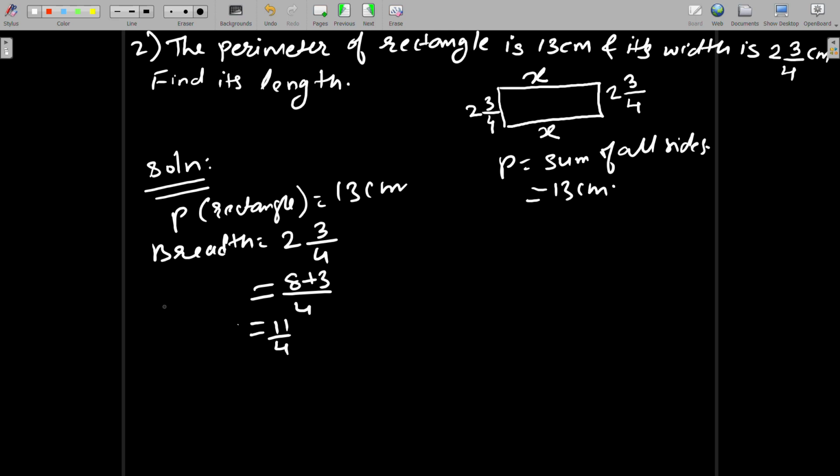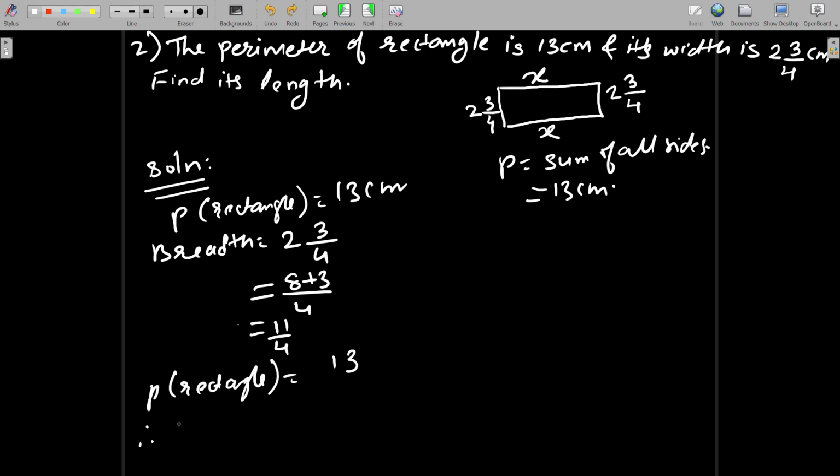So when we say the perimeter of the rectangle, it is given as 13 centimeter. Therefore, what is the perimeter of a rectangle? Twice of length plus breadth. So it is equal to how much? 13. Sorry, I am going into the area part. The perimeter is the sum of all the sides, right?